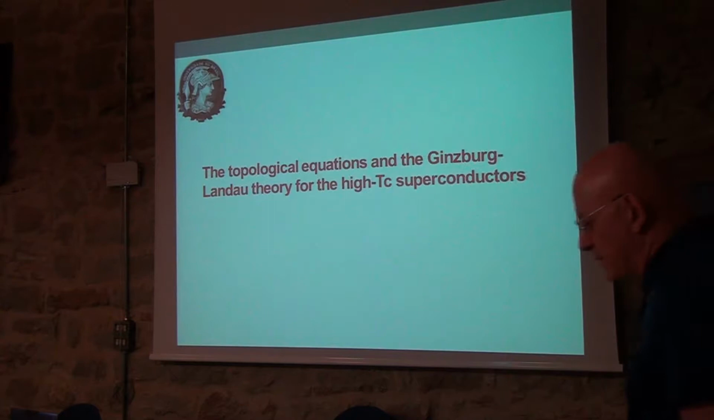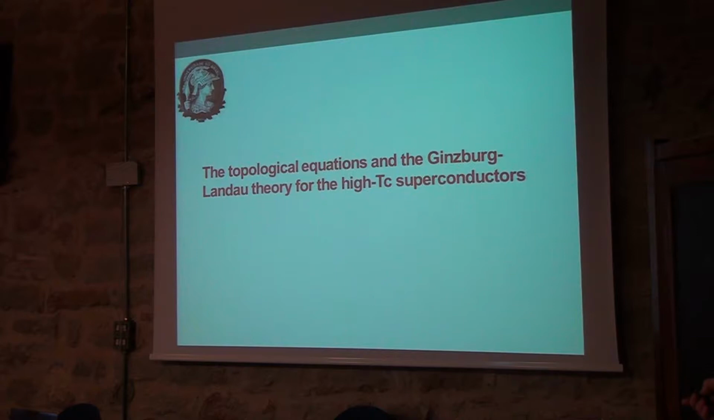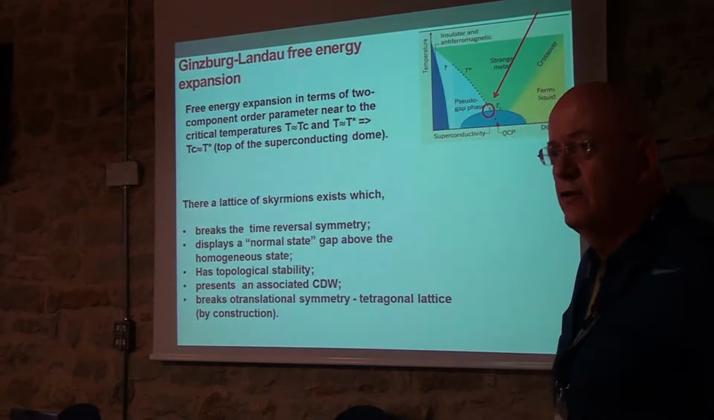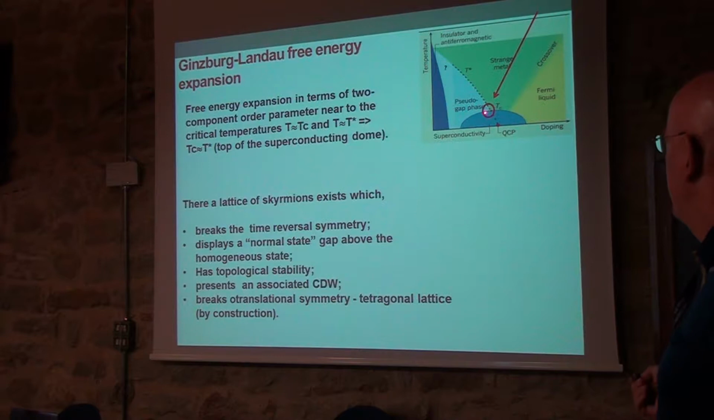I want to justify these equations from the Ginzburg-Landau theory for the high TC superconductors, and I will work in this point here that I'll try to associate with the crossing line between the pseudo gap and the high TC and the critical temperature. My claim is that the first order equations solve a Ginzburg-Landau equation in this point. And what you get here is a lattice of skyrmions that break the time reversal symmetry, display a normal state gap, which I will calculate here for you, above the homogeneous state. They have topological stability. They present an associated charge density wave. And they break translational symmetry because I will construct a tetragonal lattice of skyrmions.